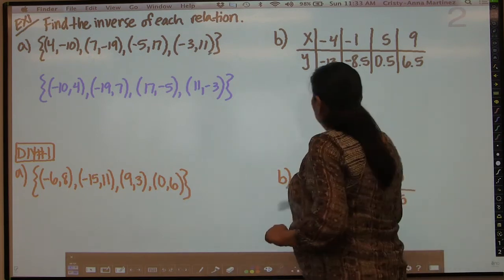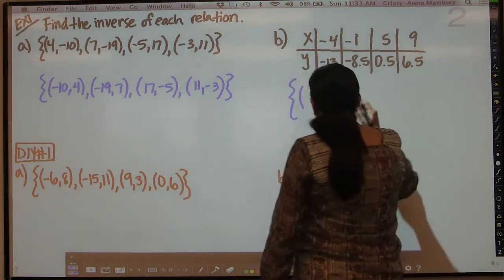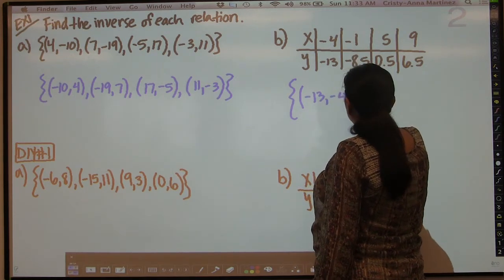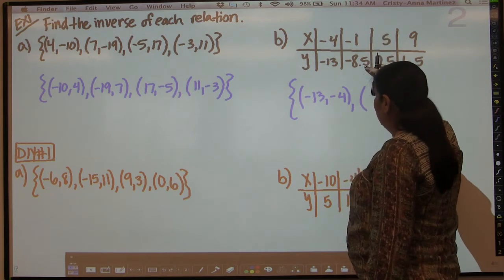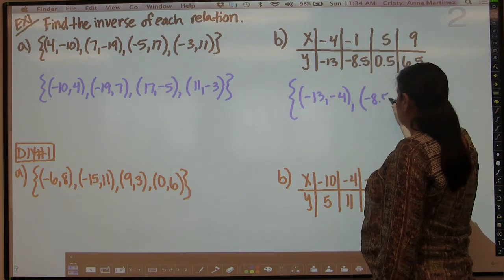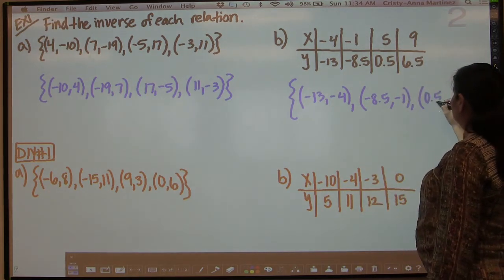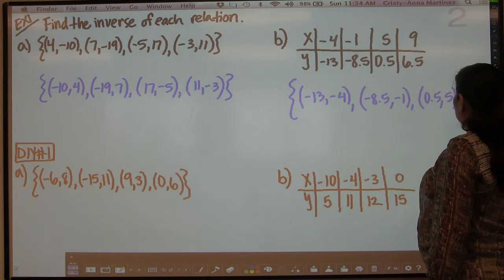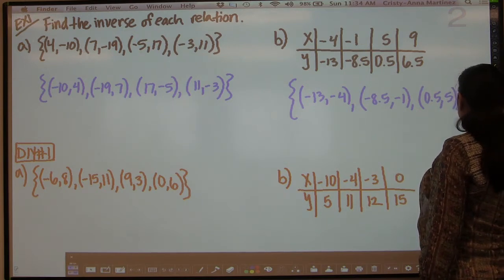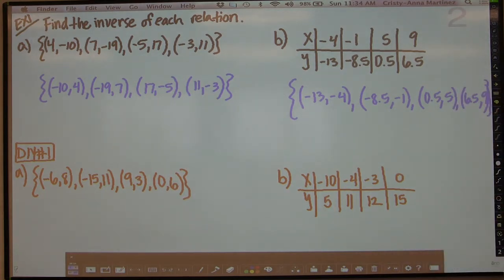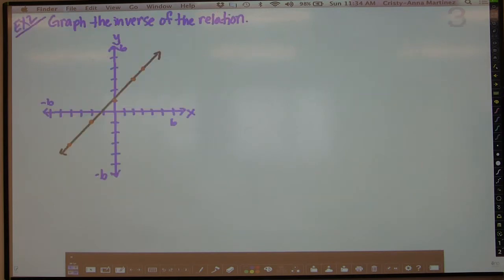But okay, so what we're going to do is the same exact thing. And here we have -4, -13, so we're going to go -13, -4. And then instead of -1, -8.5, we're going to put -8.5 in the x's place and -1 in the y's place. And then we're going to put 0.5 in the x's place and 5 in the y's place. And lastly, 6.5 in the x's place and 9 in the y's place. And we barely made it there. Okay, and that's pretty much as complicated as it gets for this example. So now I want you to try do-it-yourself number 1, and then we'll move on to example 2.